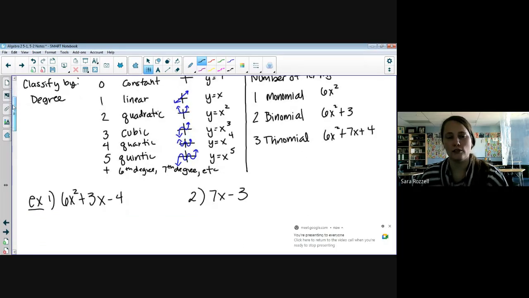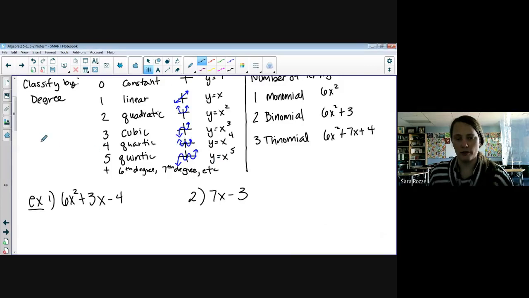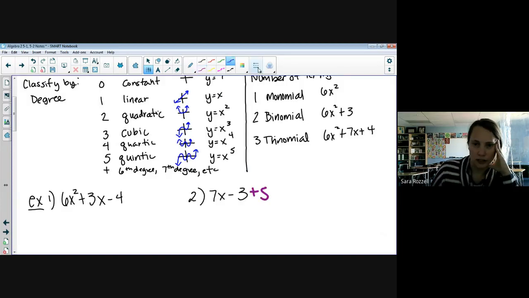So we're going to look at 2. We're going to name them by their degree and also by their number of terms. I'm going to add 1 to this. So on number 2, I'm going to put something at the end. I'll put +5. Okay. Just to make sure everybody's clear that they have to be in standard form first.